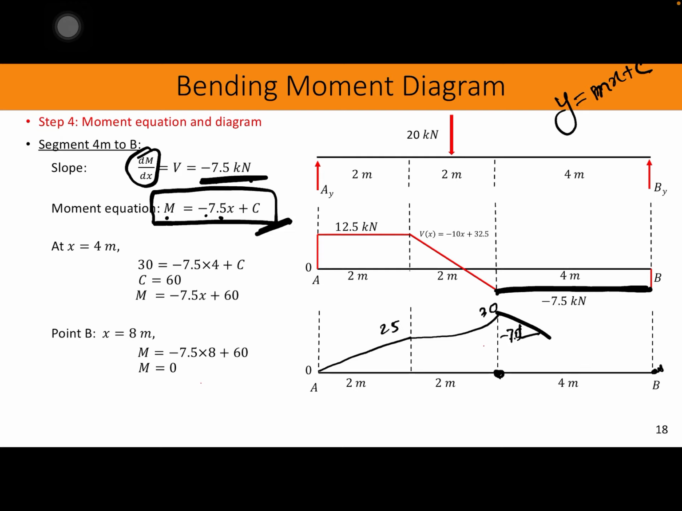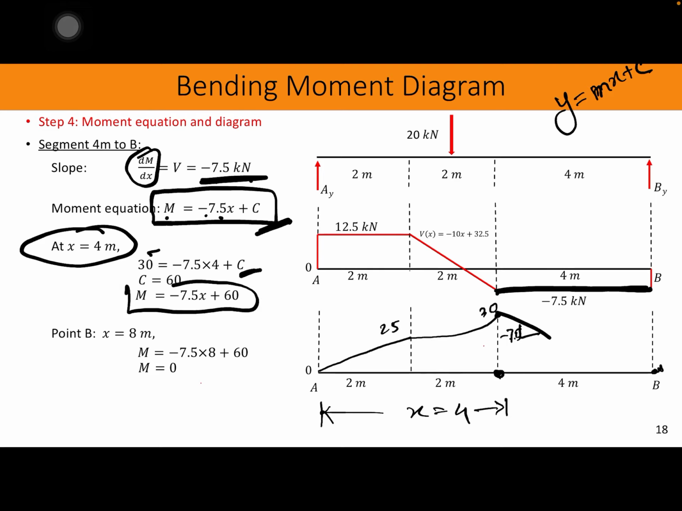Again, we don't know the c. However, we know that when x equals 4 meter, the moment is 30. From here we can calculate the c, which is 60. So now we know the moment equation, which is a straight line with a negative slope. If we draw this, then at point B, what would be that moment?